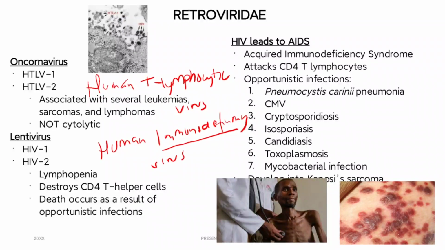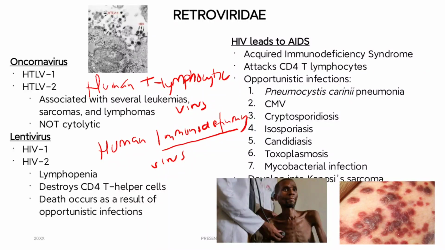Okay? So, human T lymphocytic virus, HTLV; HIV, human immunodeficiency virus. So, HIV would lead to AIDS. Okay? So, AIDS is the acquired immunodeficiency syndrome. So, they attack the CD4 T lymphocytes. Then, these are the opportunistic infections that will occur in you.